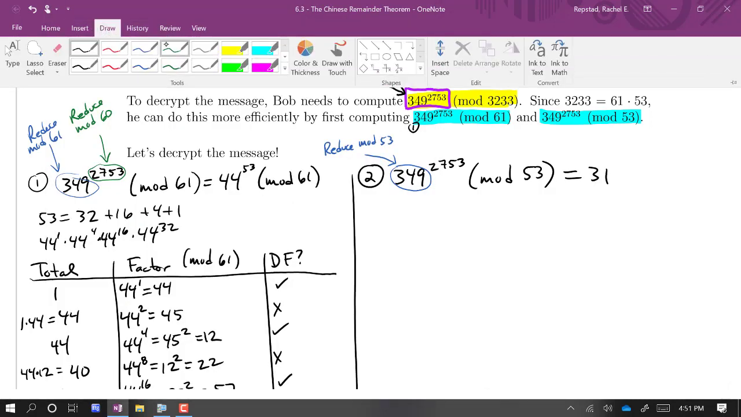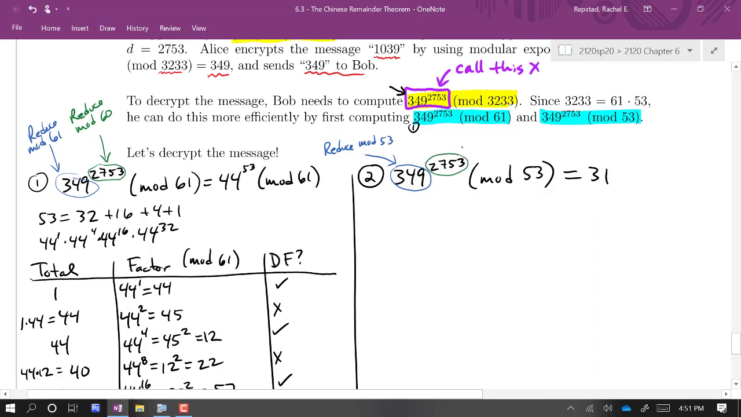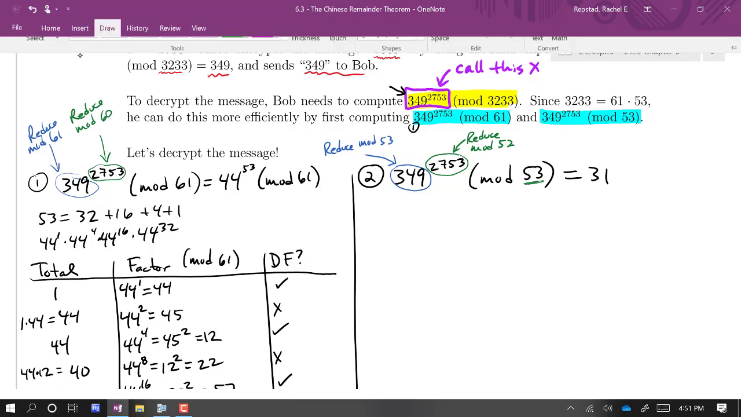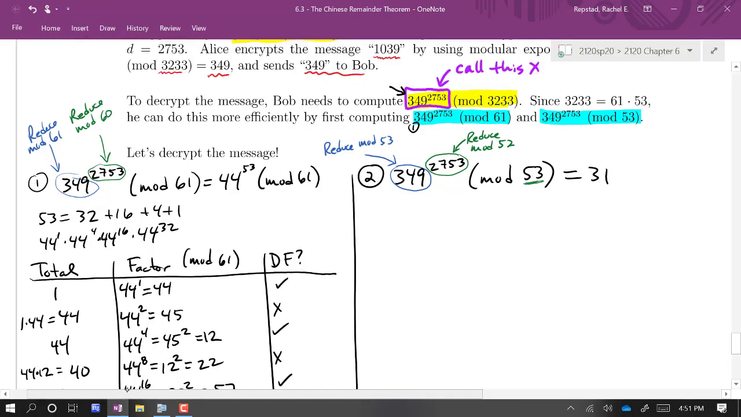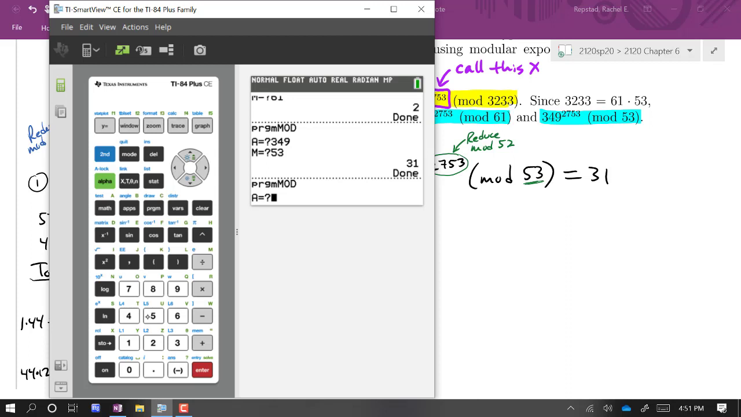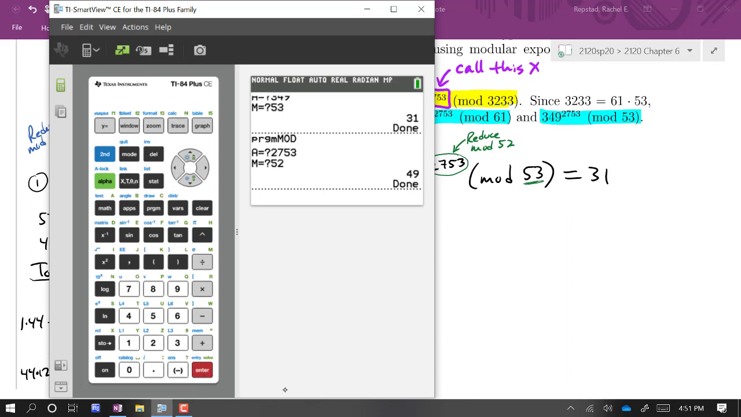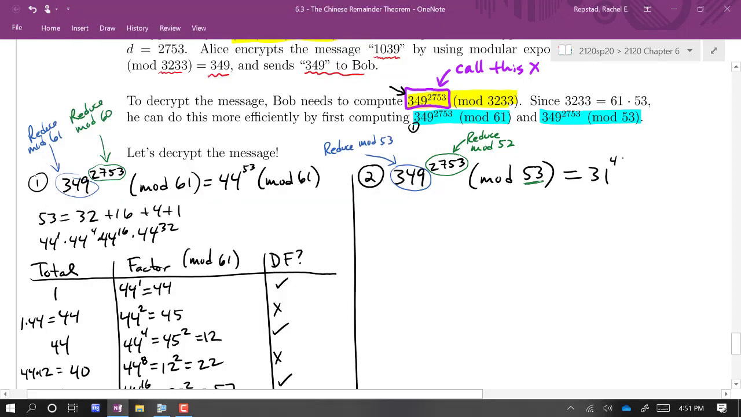And now using Fermat's last theorem, this is the powerful part, I get to reduce this exponent mod phi of p, or q, or whatever, right? So phi of 53, 53 is prime, so phi of 53 is 52. And 2753 mod 52 is 49. So I want 31 to the 49 power mod 53.